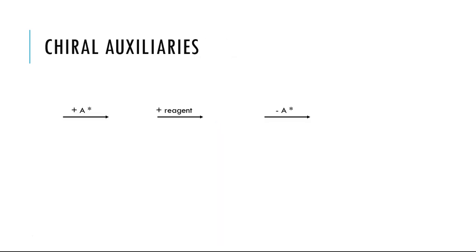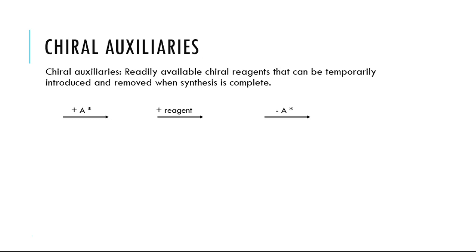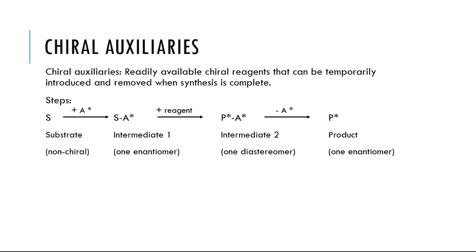So what we're going to do instead is use something called chiral auxiliaries. Chiral auxiliaries are basically readily available chiral reagents that I can temporarily introduce and attach to a substrate and then remove when the synthesis is complete. So this is a brief overview.